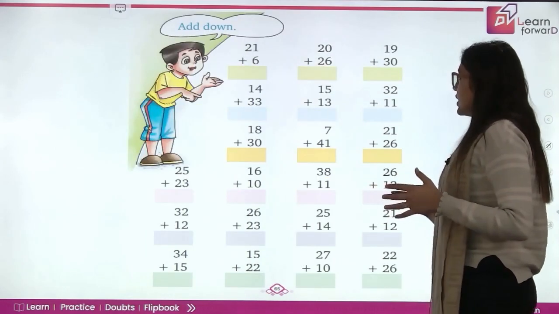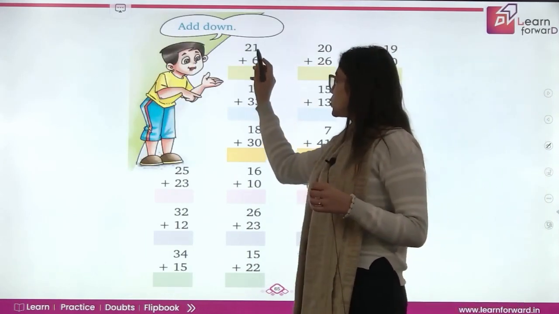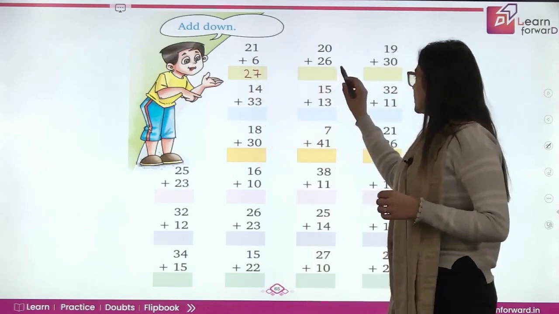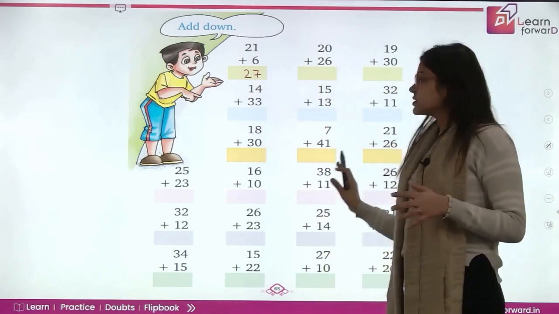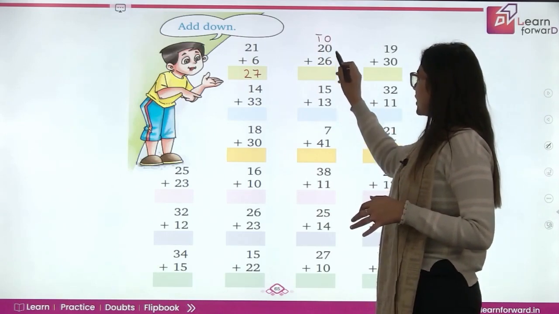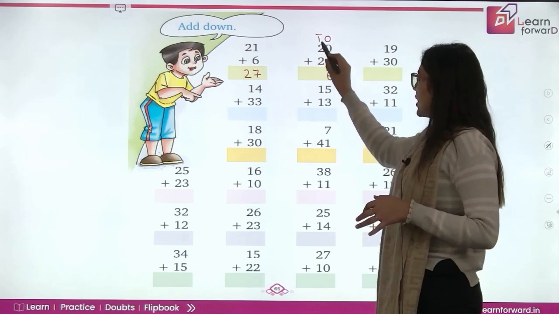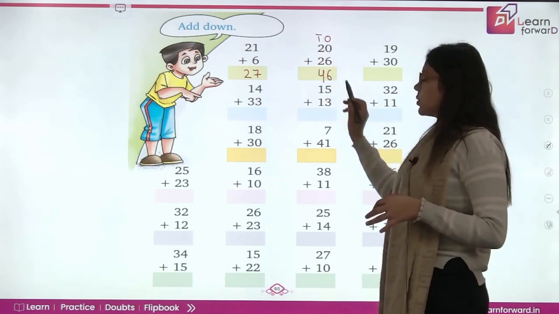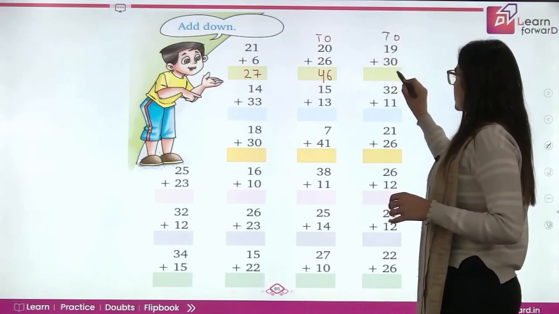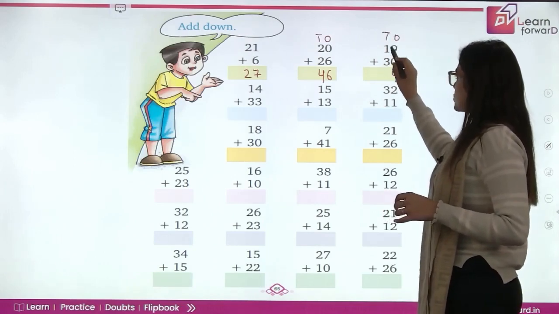Now next is also same. 6 plus 1 is 7 and 2 as it is. Now double numbers have come, all double digits. So we will first add the right side. So 0 plus 6 is 6 and 2 plus 2 is 4. So answer is 46. Now 9 plus 0 is 9 and 3 plus 1 is 4. So answer is 49.